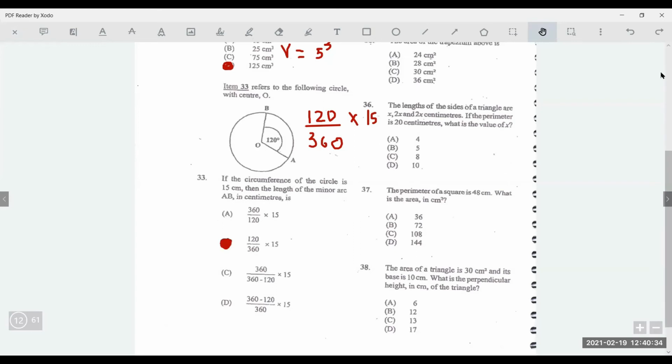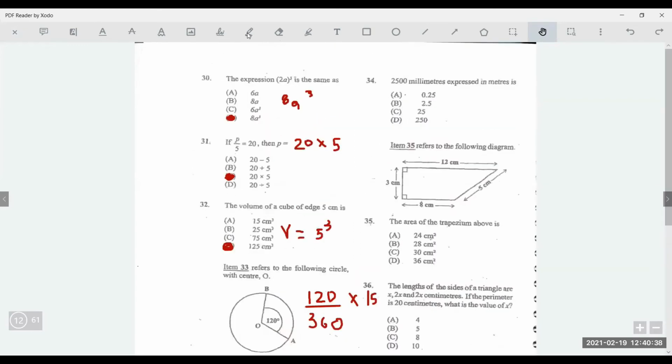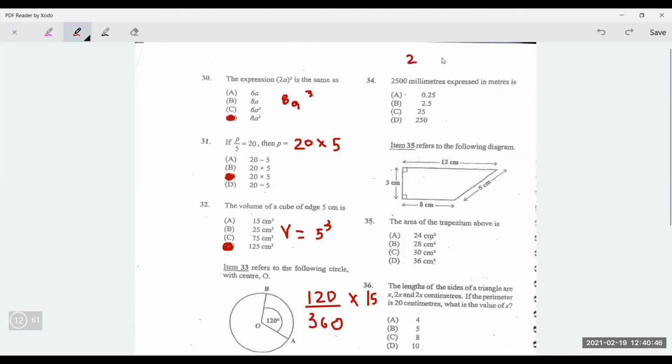Let's continue. Question 34. What is 2,500 millimeters in meters? Remember, 1,000 millimeters make a meter, so we're just going to divide by 1,000. So 2,500 divided by 1,000 is 2.5. That's it, 2.5. Easy, which is option B, soft.